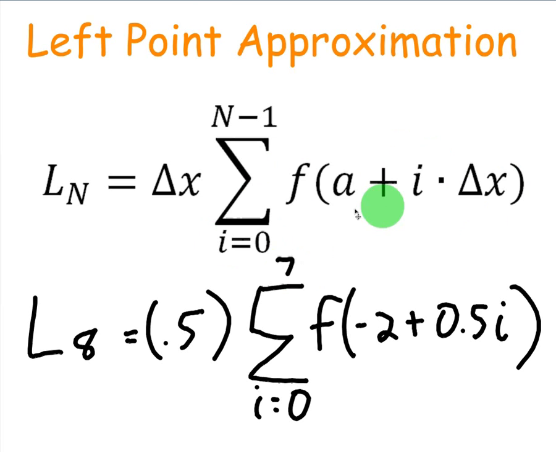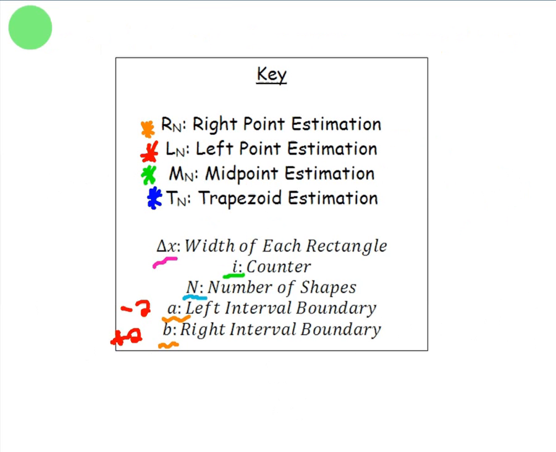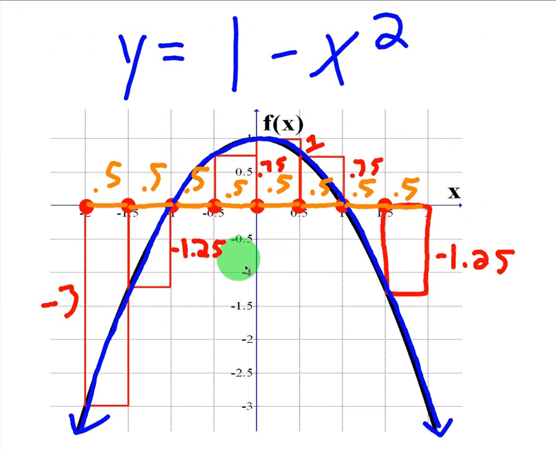So first of all, I want you to look at A. Okay, A is going to be our leftmost value. I'm going to have a key here I'm going to keep referencing. A is going to be your left interval boundary. Now in this case, we've been starting at -2. So here's your A over here. Okay, B is going to be your rightmost interval boundary. Since we're approximating the area from -2 to 2, A is going to be -2, B is going to be 2.